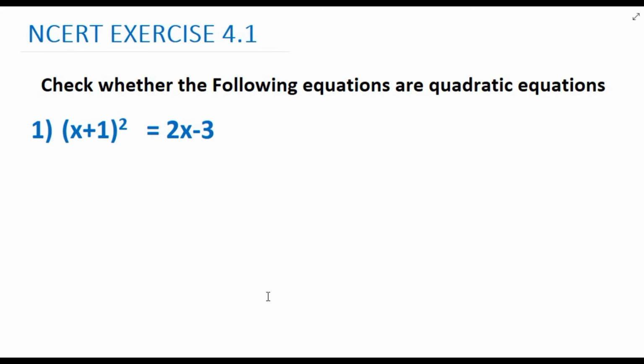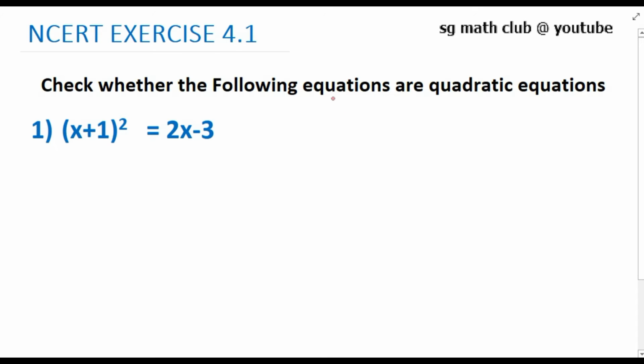We have already learned about quadratic equation and the general form of quadratic equation. In today's video, we will do some of the problems based on quadratic equation. So the first question is, check whether the following equations are quadratic equations. And they have given you one equation, x plus 1 the whole square equal to 2x minus 3.